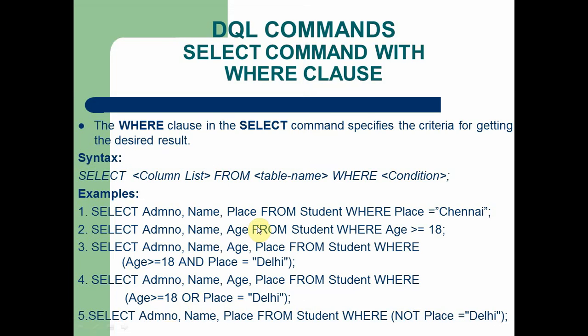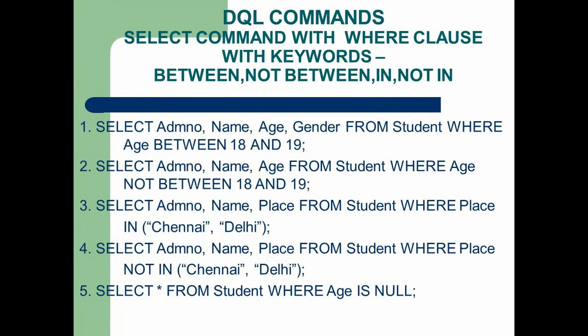Now we are going to discuss the other keywords with WHERE clauses. Here you can see the keywords BETWEEN, NOT BETWEEN, IN, NOT IN, which we can use in the WHERE clause for giving conditions to a particular table. In the first example, you can see we are going to display four columns, namely admission number, name, age, gender from student, where we are going to give the condition with the keyword called BETWEEN for the column age.